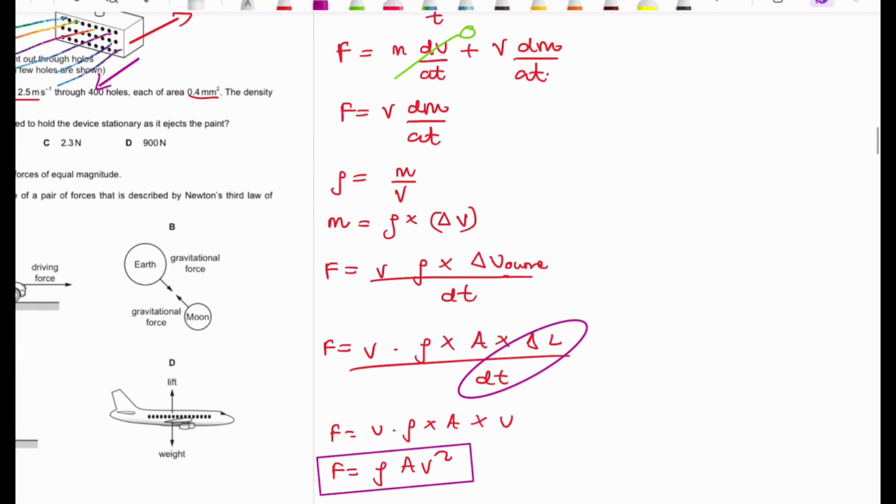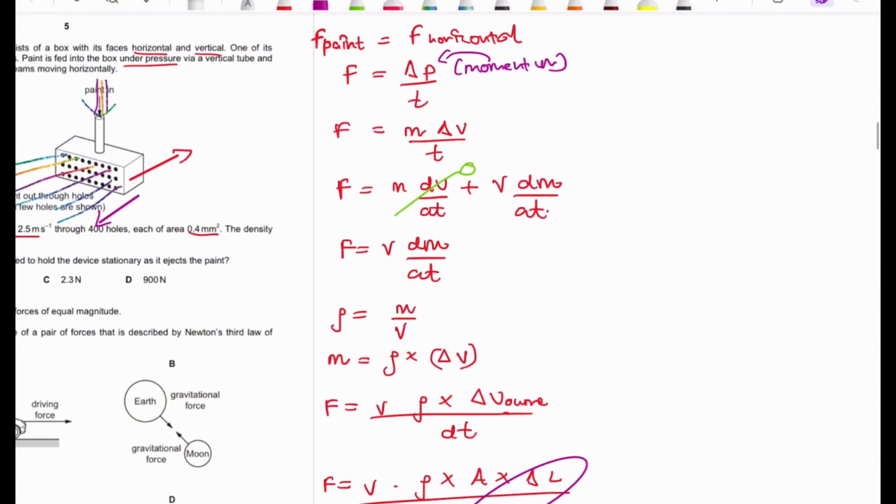So I'm just going to go through this. Remember, like I've said, the force is the rate of change of momentum. But momentum changes because of mass or because of velocity. So I can have two terms: m dv over dt plus v dm over dt. The mass can change, the velocity can change, or both can change. But in this case, the velocity is constant, so the change in velocity is 0. But the mass is the one that is changing. How? Because the volume that comes out is changing.